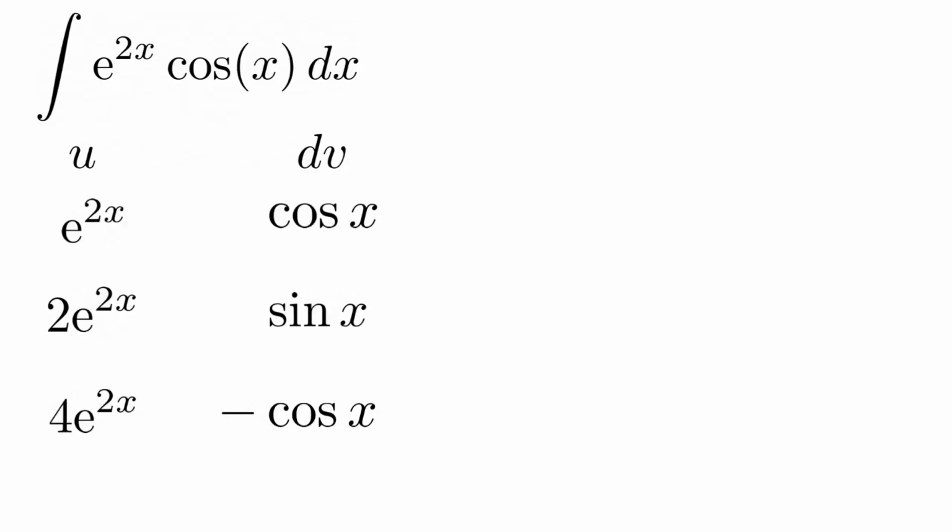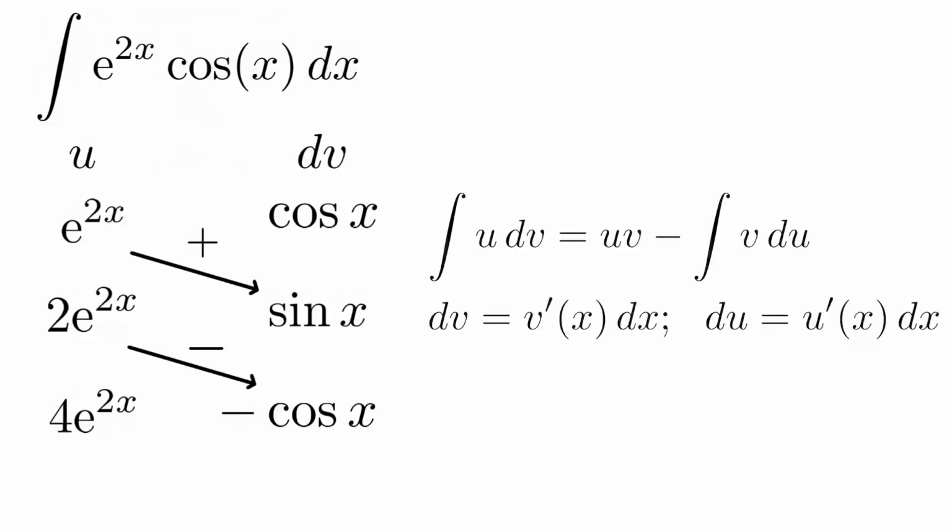Now we can apply the arrows like we did on the previous example to get the first few parts of the integration by parts, putting an arrow from e to the 2x to sine of x, and then an arrow from 2e to the 2x to negative cosine of x. And then we put the sign changes on them, plus and negative. Each of those arrows corresponds to an application of the integration by parts formula. But if you remember, the integration by parts formula is the integral of u dv equals uv minus the integral of v du. And so the formula, when you apply it, has another integral in it.